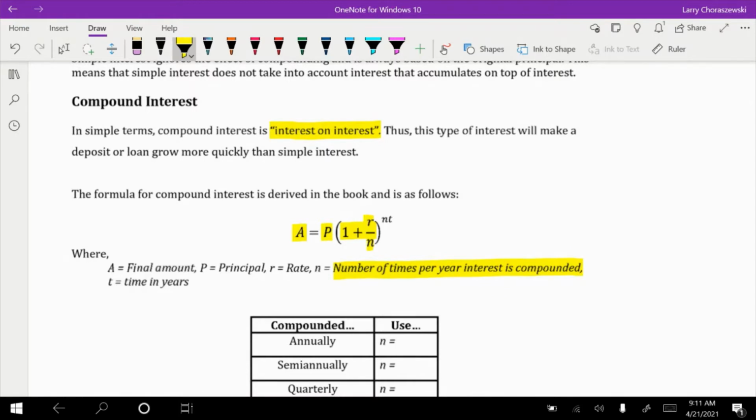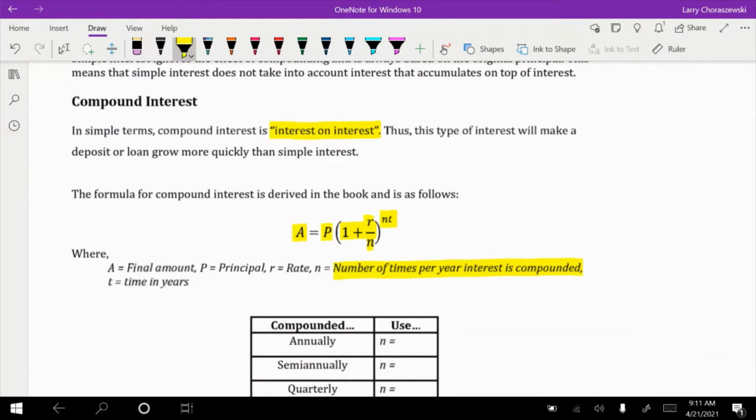So I mentioned that interest is calculated multiple times throughout each year. N tells you how many times per year that interest is going to be charged. And then the exponent is the product of n times t. I'll explain more on why this is all set up the way it is when we get to a specific example. I think it's a little easier to understand it that way.